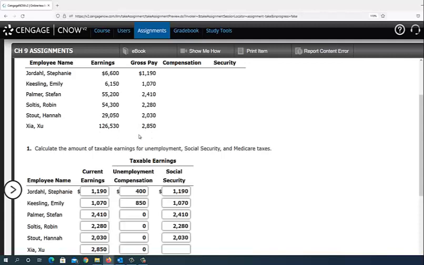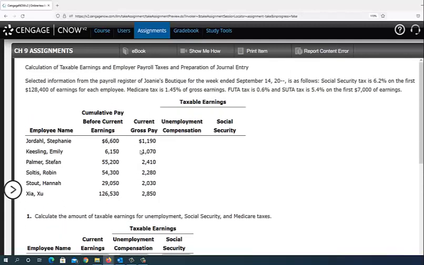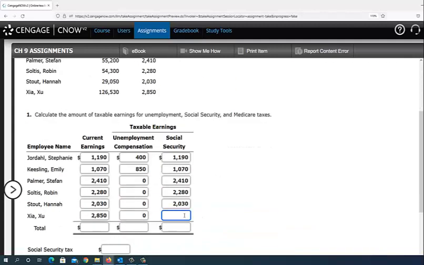So what we need to find out is how far we need to go before we exceed. We don't care how much has exceeded because that's not taxable. We need to know how much is between $126,530 and $128,400. So I'm going to do the math on my calculator. $128,400 less $126,530 is $1,870. So only $1,870 of the $2,850 will be taxable.